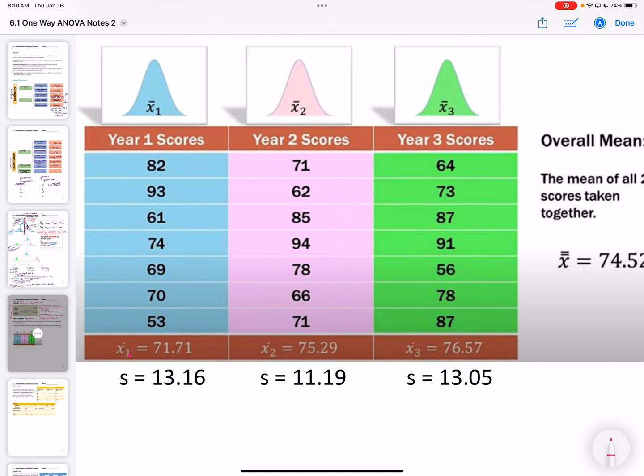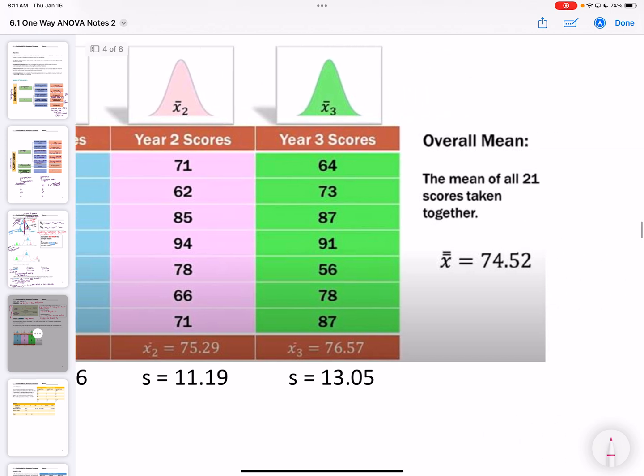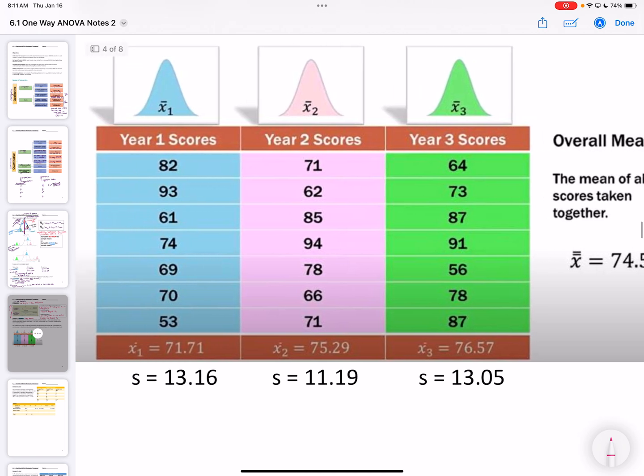Your year 1 average score for the readiness is a 71.71. Everybody see that right there? Your year 2 students have an average score of 75.29, and your year 3 students have an average score of 76.57. Would you say those are all relatively close? Yeah, they all seem pretty close. And the overall mean, which is X bar with another bar over it, or from the population, mu, would be a 74.52. So all of those are relatively close to that as well.